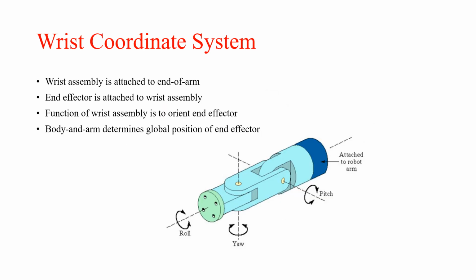Then the wrist coordinate system. The wrist is attached to the end of the arm, and the end effector is attached to the wrist assembly. The function of the wrist assembly is to orient. So you have to make the robot orient, to rotate. Then the body and arm determine the global position of the end effector.